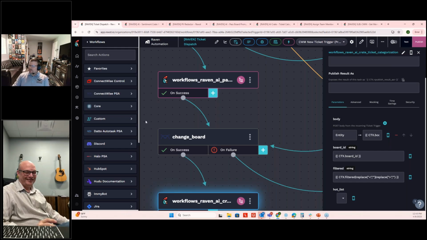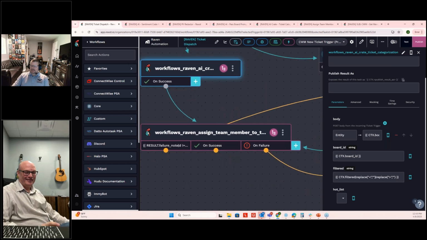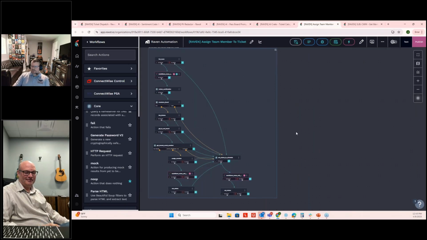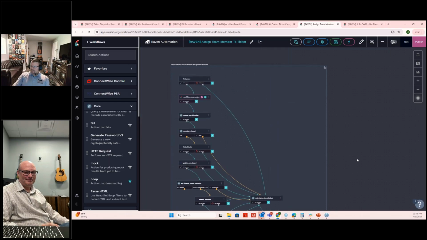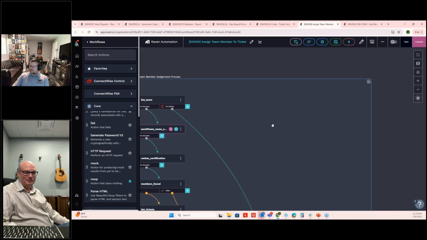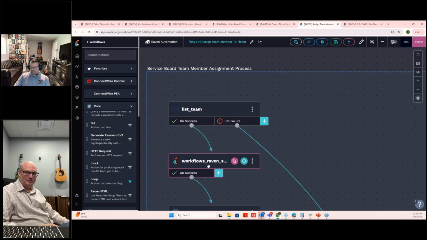So great, you go through the categorization side of this. Now it's time to dispatch. So we have a sub workflow for that to assign a team member to the ticket. So that's what this process looks like. So as we zoom in here, first thing we're going to do, list the team assigned to the service board. You can have multiple service teams assigned to service boards. So we need to make sure that we're targeting the right team.